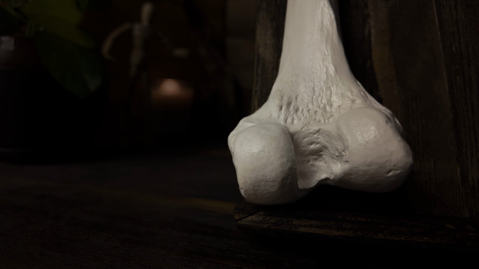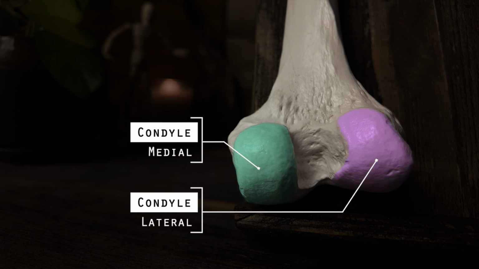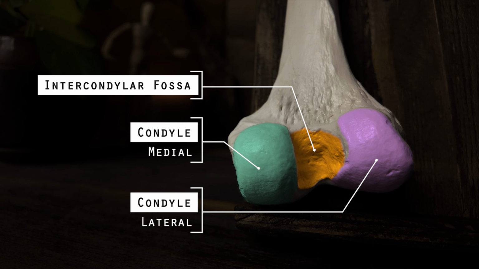Now looking at the distal end, we have the medial condyle of the femur and the lateral condyle. Right in between these condyles, we have the intercondylar fossa. Inter meaning between the condyles.